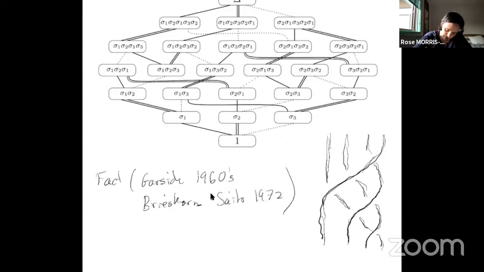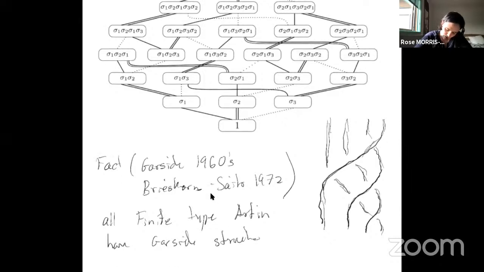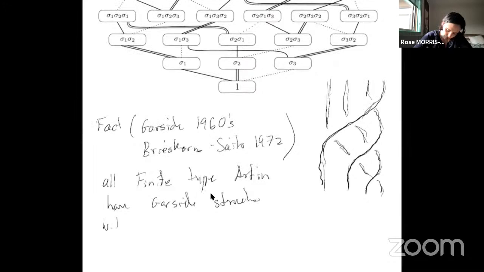Right, so this says all finite type Artin groups have a Garside structure, using the standard presentation. And this delta element is the least common multiple of the standard generators.